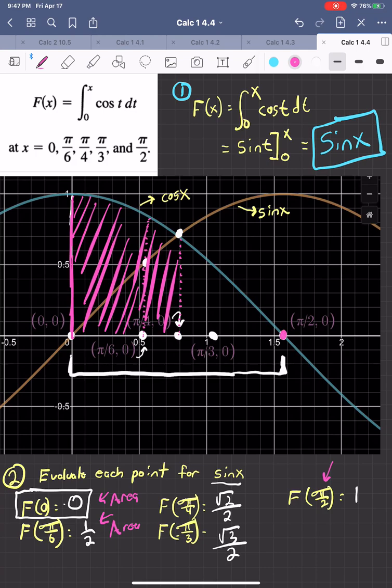Now, sine of pi over 2 is 1. Okay, you can see it. Look, see how here's the point. Sine of pi over 2 is equal to 1. But the area under the cosine curve from 0 to pi over 2 is also 1. And this is incredibly interesting.